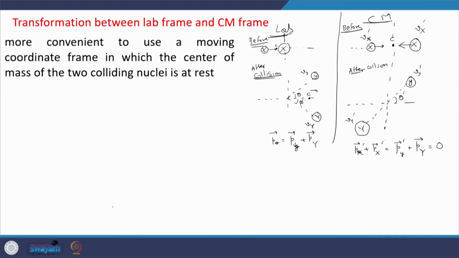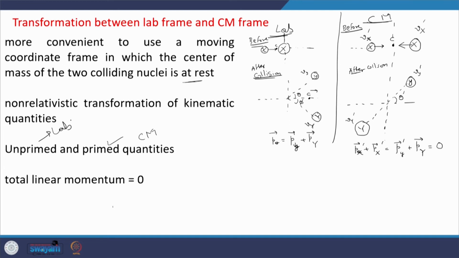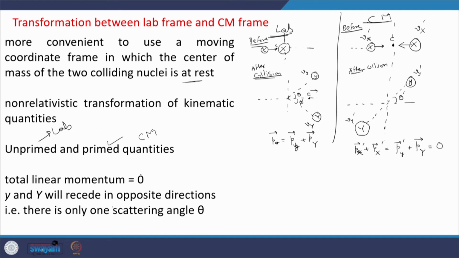So, the CM frame of reference is more convenient, as it is a moving coordinate frame in which the center of mass is at rest. Now, considering the non-relativistic case, let us see how the transformation of kinematic quantities looks. As I said, primed quantities refer to the CM frame and unprimed to the lab frame. In the CM frame, the total linear momentum is 0, and the products, that is the ejectile and the product nucleus, recede in opposite directions. So there is only one scattering angle, that is theta prime.